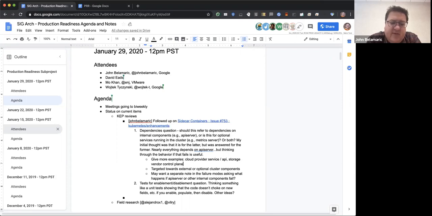Cool. All right. Then the other one was tests for enablement and disablement. So we asked the question, are there tests for this? But what does that even mean? It's not necessarily an easy question.